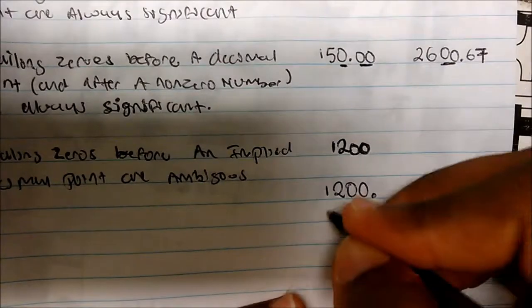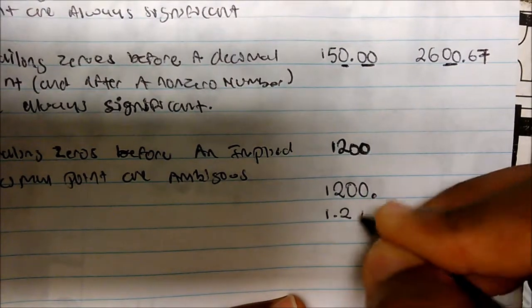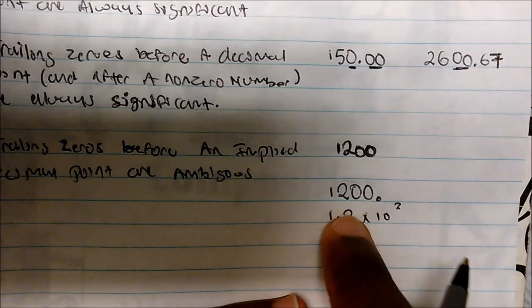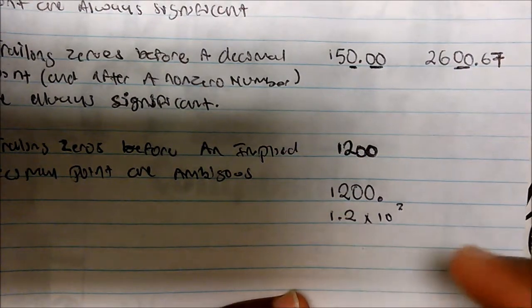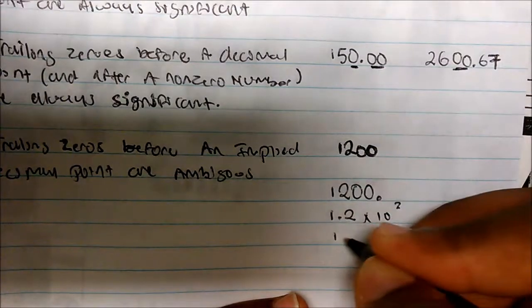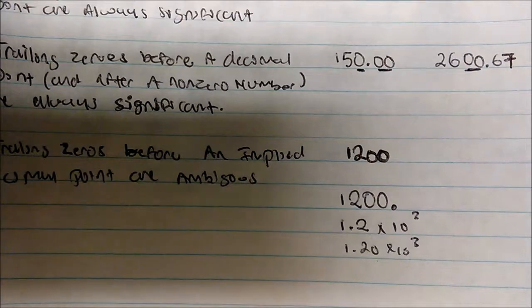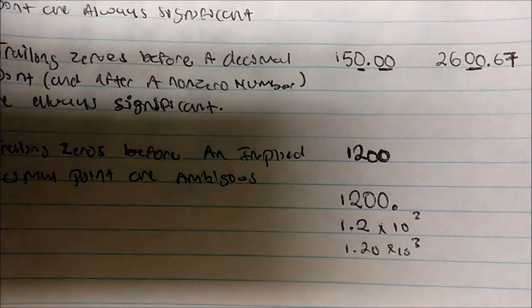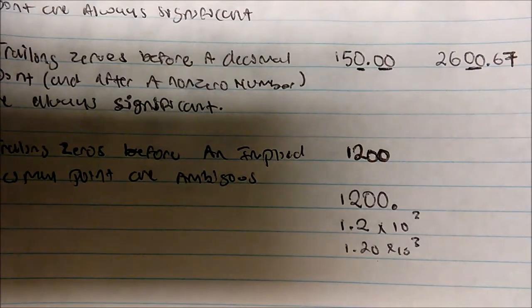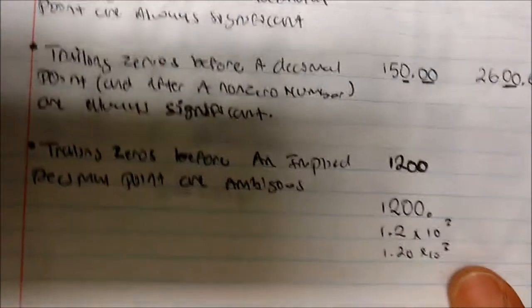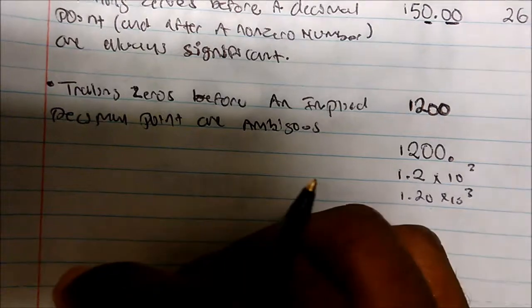And so again, the point is, if I have 1.2 times 10 to the 3, then I could say this is definitely 2 significant figures. Okay, I could go 1.20 times 10 to the 3. We could say that is 3 significant figures.